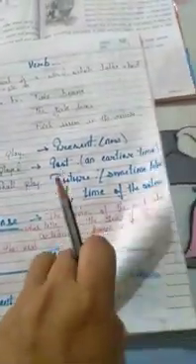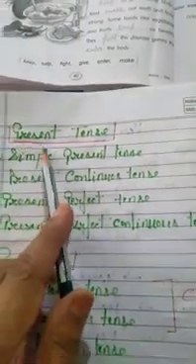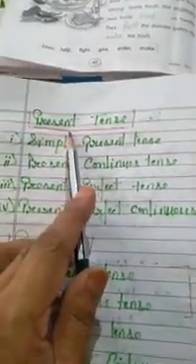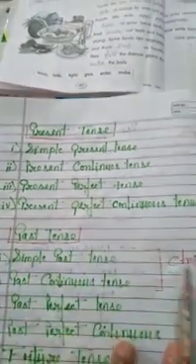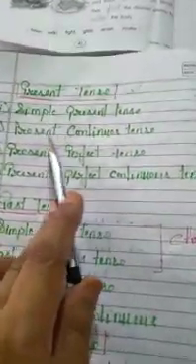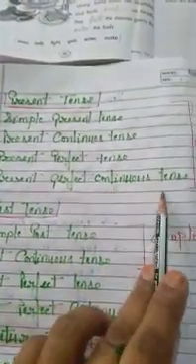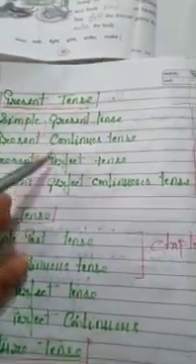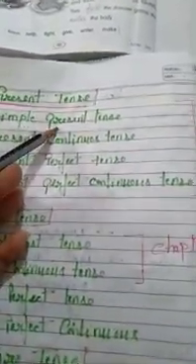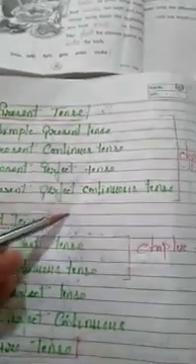Now, before starting this chapter, I want to give a short introduction of all these tenses, because it's very important for what we will study in this class. Just have a look. First tense is present tense. Present tense is further categorized into four categories: simple present tense, present continuous tense, present perfect tense, present perfect continuous tense.